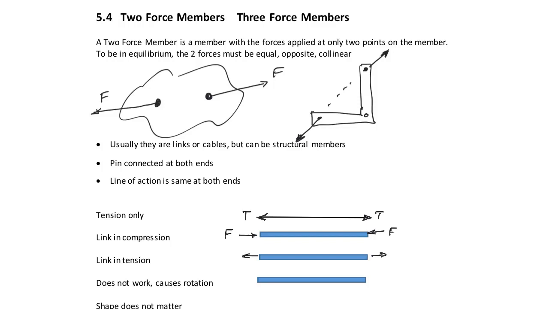However, if I had something going this way on this one, and then I had another force on this end going this way, that does not work. It would obviously have some tendency to rotate. The other thing that doesn't work is if I were to push on it with both of them. Even if they're equal and collinear, if they're not opposite, clearly it's going to be moving. So that one doesn't work as well.